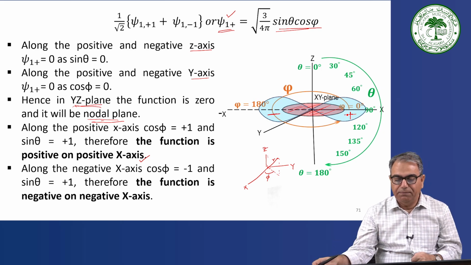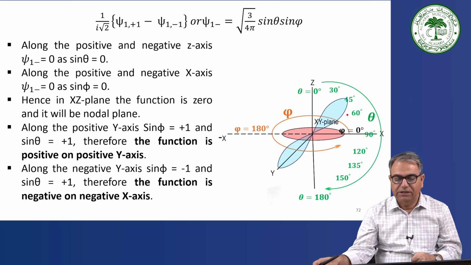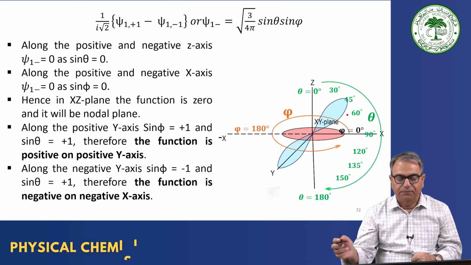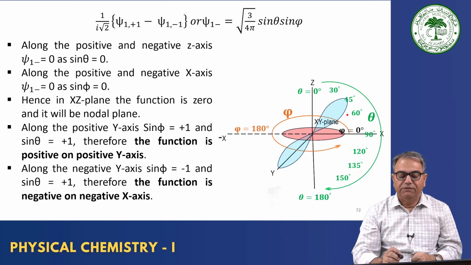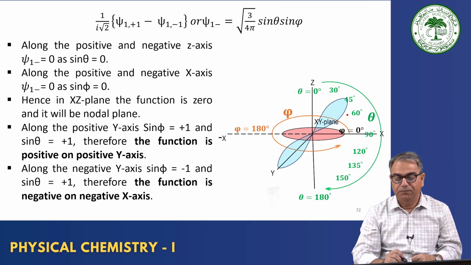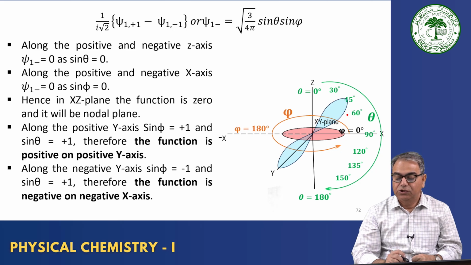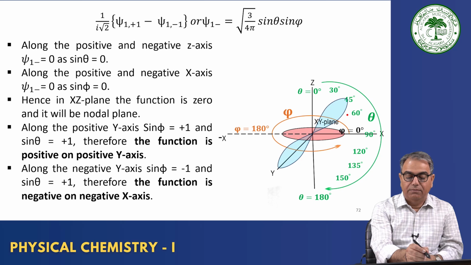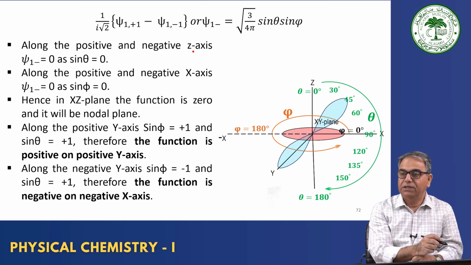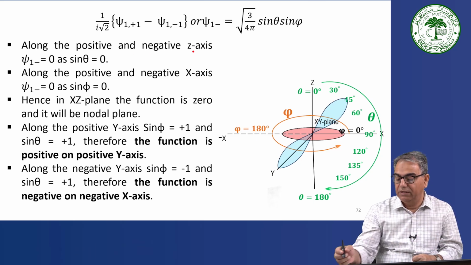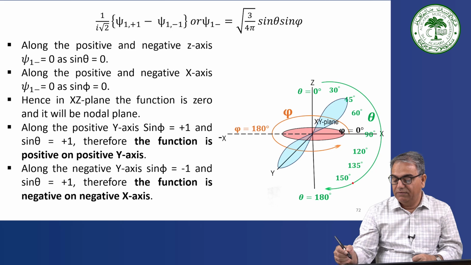So if you plot py orbital again in the similar way, what do you get? Along the positive and negative z-axis, this function sin theta becomes 0. Along the positive and negative x-axis, the function becomes 0. So here the nodal plane is the xz plane. Same way, same angle, it's already there. You have everything in this diagram.